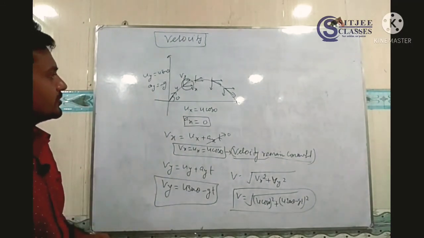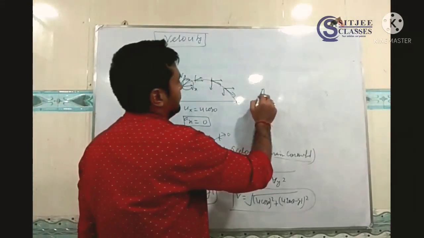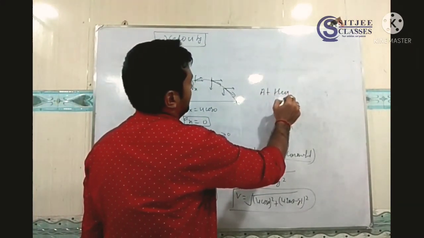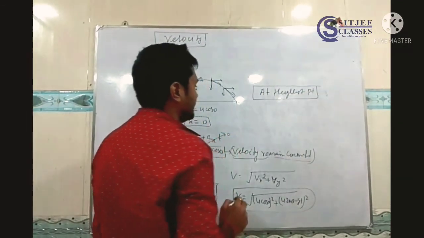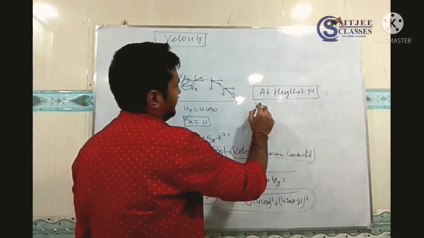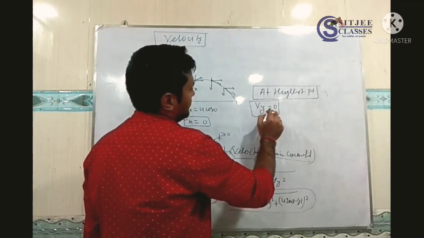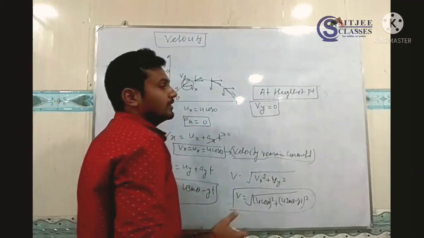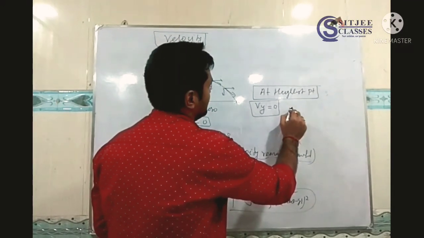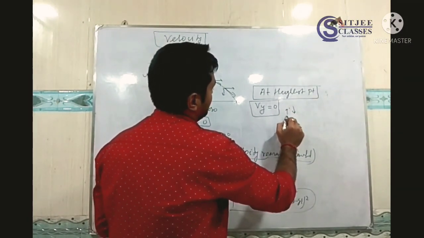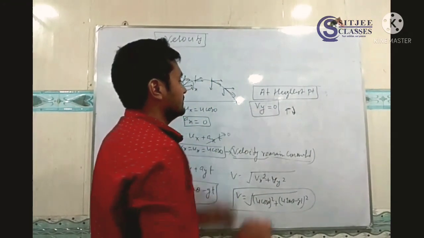One very important question they are asking, and that part is what will happen at highest point? If they ask you at highest point, so we know that at highest point velocity in y direction is 0, because if this velocity is 0, then only the object will reach the highest point. Otherwise, it will keep on moving up. Yes or no? At highest point, velocity becomes 0 and it changes the direction. Okay, it was going up, it will become 0 and then it will start returning. So remember, Vy is 0.